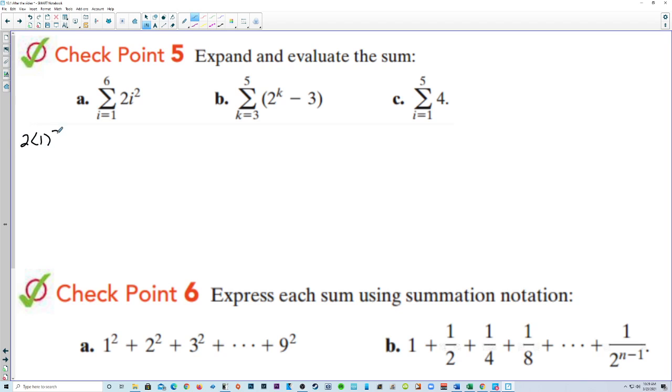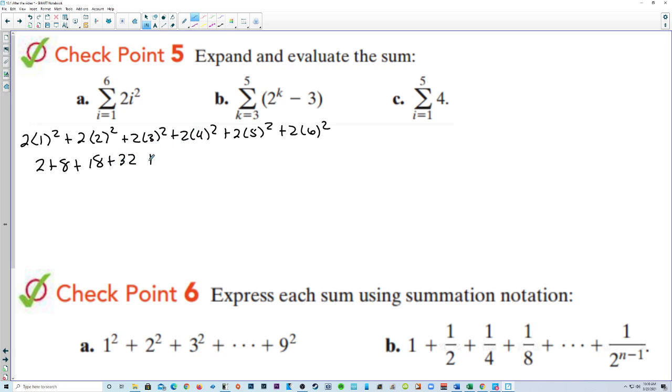We're going to take 2 times 1 squared, and then we're going to add, because sigma notation means a sum. Plus 2 times 2 squared, 2 times 3 squared, 2 times 4 squared, 2 times 5 squared, and then 2 times 6 squared, because we're going from 1 to 6. So 2 plus 8 plus 18, 16 times 2 is 32, 25 times 2 is 50, and 36 times 2 is 72.